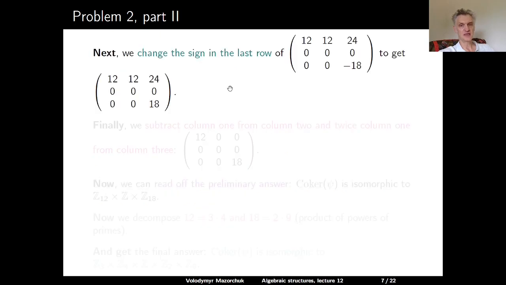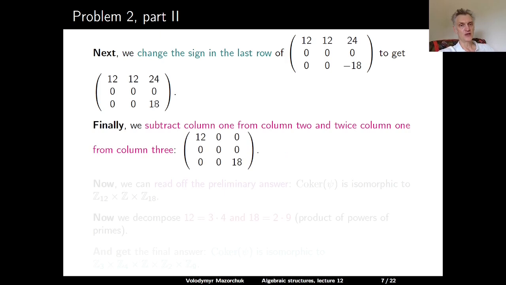Now we can change the sign in the last row to make minus 18 into 18. This means we multiply with minus 1, that's allowed. And now we can use the 12 in position 1, 1 to eliminate all other elements in the first row. So we subtract column 1 from column 2 and twice column 1 from column 3. The outcome is a diagonal matrix 12, 0, 0, 0, 0, 0, 0, 0, 18.